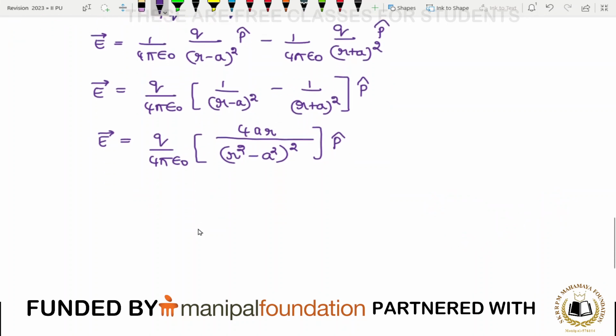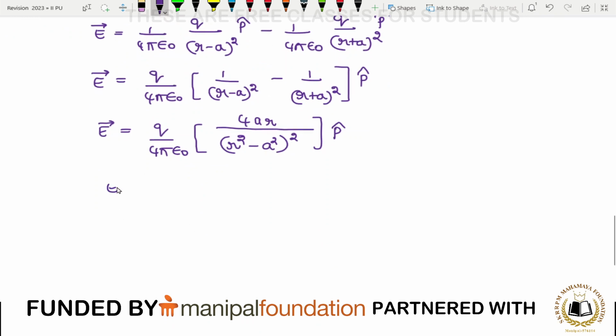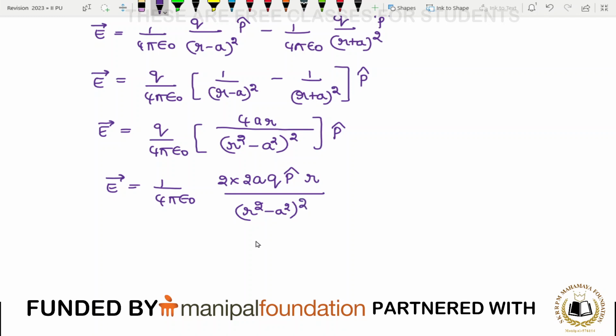So next, E vector equal to this, I can split and write that now. 1 by 4 pi epsilon naught constant as it is. This 4 I'll write as 2 into 2a, and this q I'll write together into p cap. The extra r is there, divided by r square minus a square whole square.